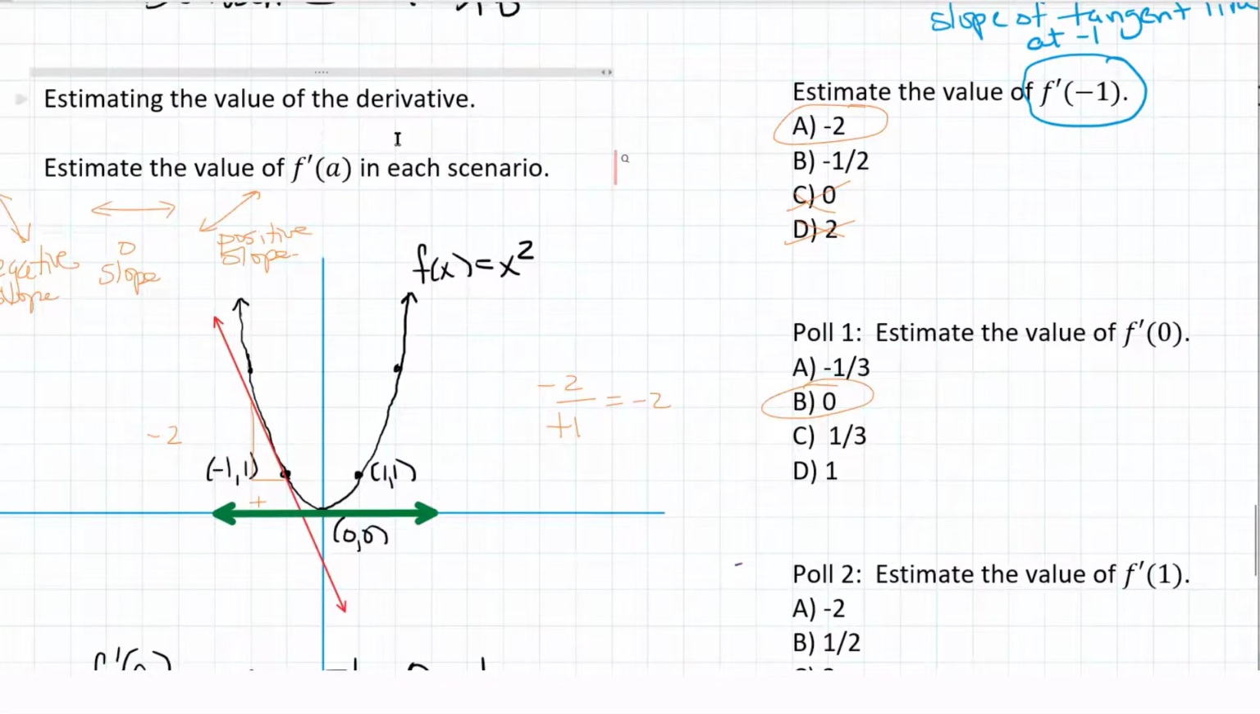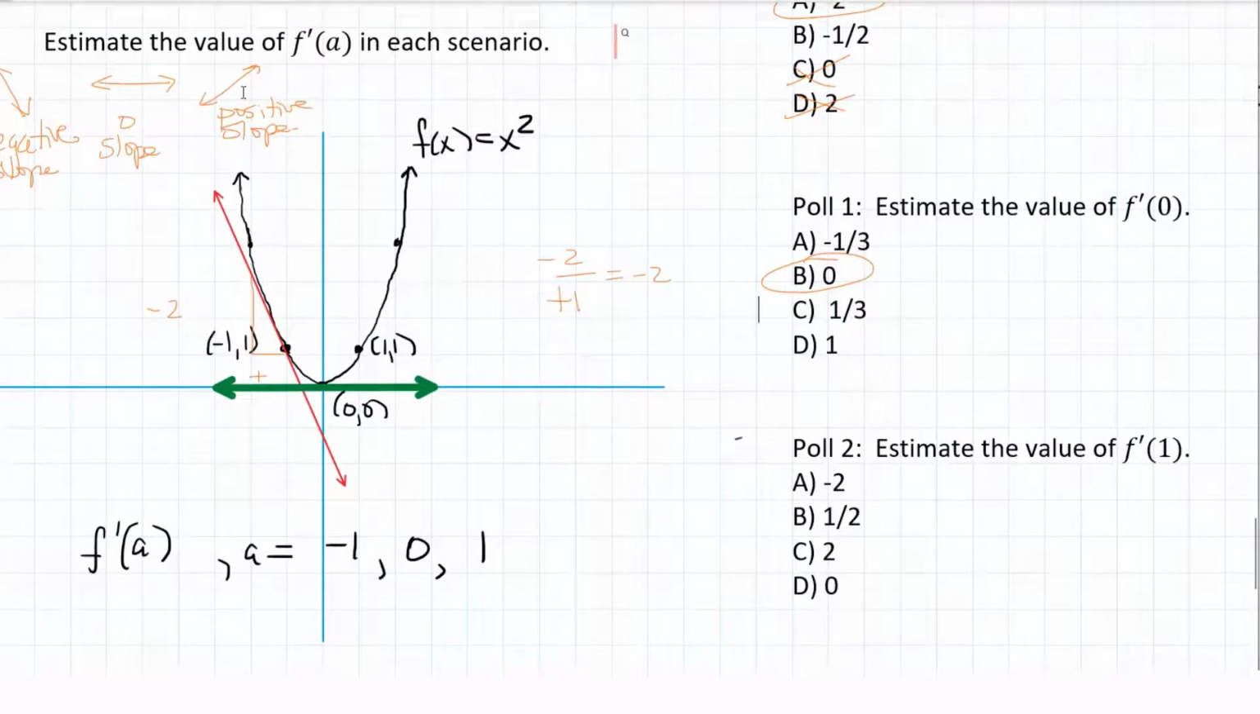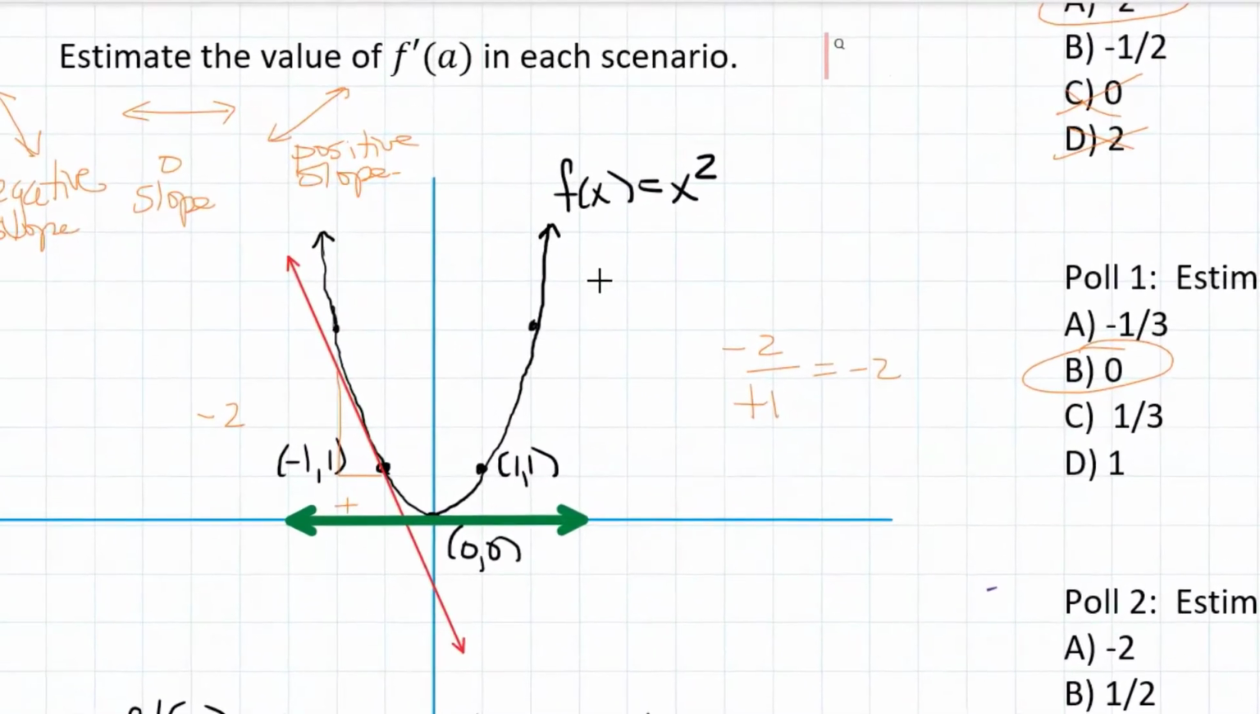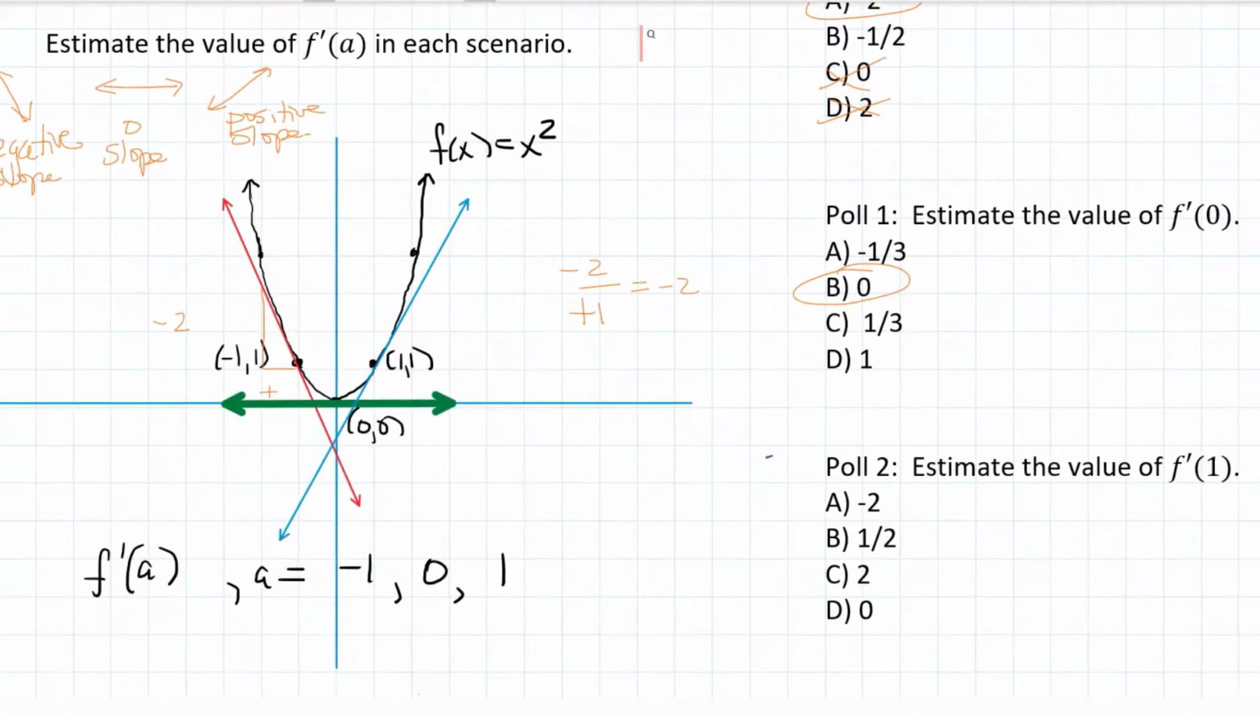Let's look at one more. What do you think would be the value of f prime of 1, the derivative at 1? The most popular option was C, and that is correct. Now let's talk about why. First, I'm going to take the approach that we did before, and draw in a tangent line to help myself visualize it. Definitely a positive slope. It is not 0, it's not horizontal, and it is not negative. So I can eliminate the -2, and I can eliminate the 0.